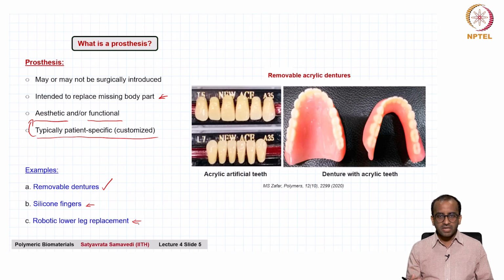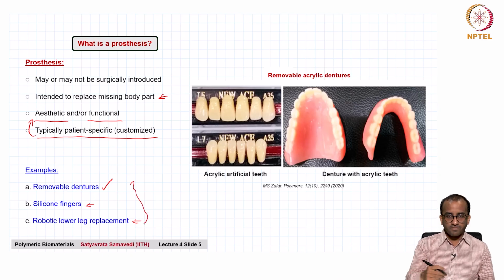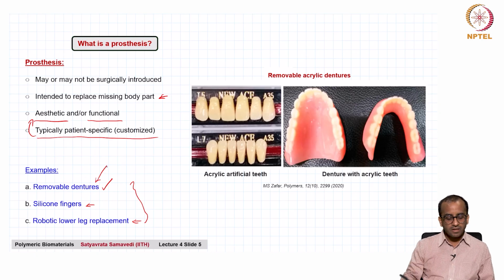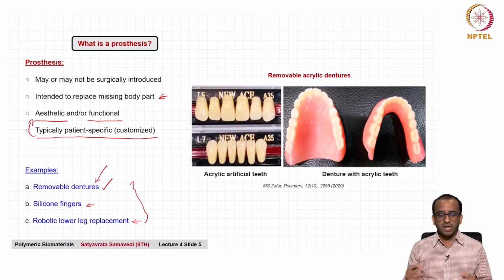Now notice that these are examples where they are not surgically introduced necessarily, and while they are intended to replace the missing body part, they also serve the function of that body part, which means the dentures can be used when needed, but because they are removable, the patient can remove them when they are not needed and then put them back and forth. So unlike implants, which are typically implanted permanently, or if it is required to be taken outside, then it requires a surgical intervention or clinician's expertise. These are typically done by the patient themselves.